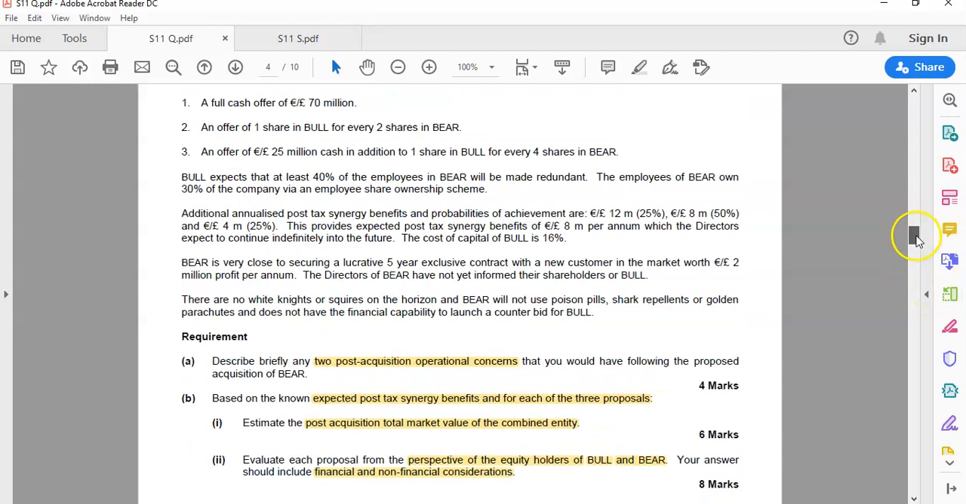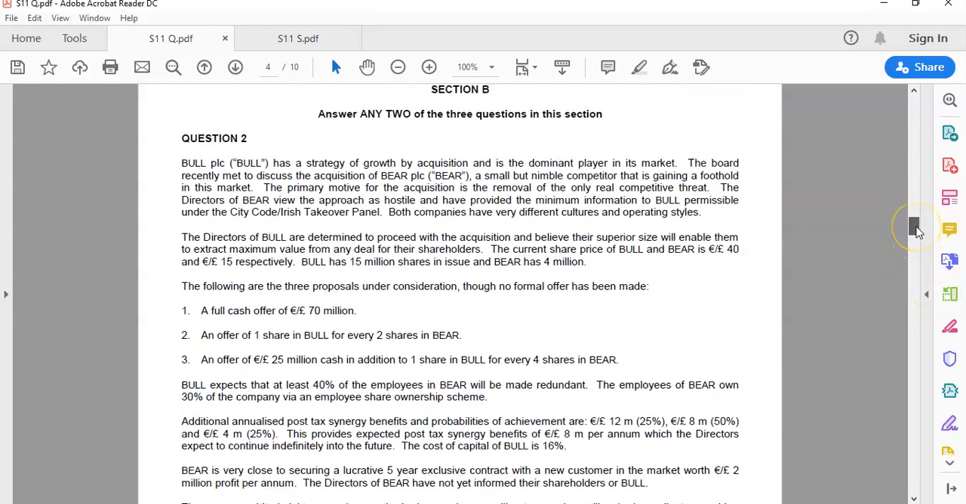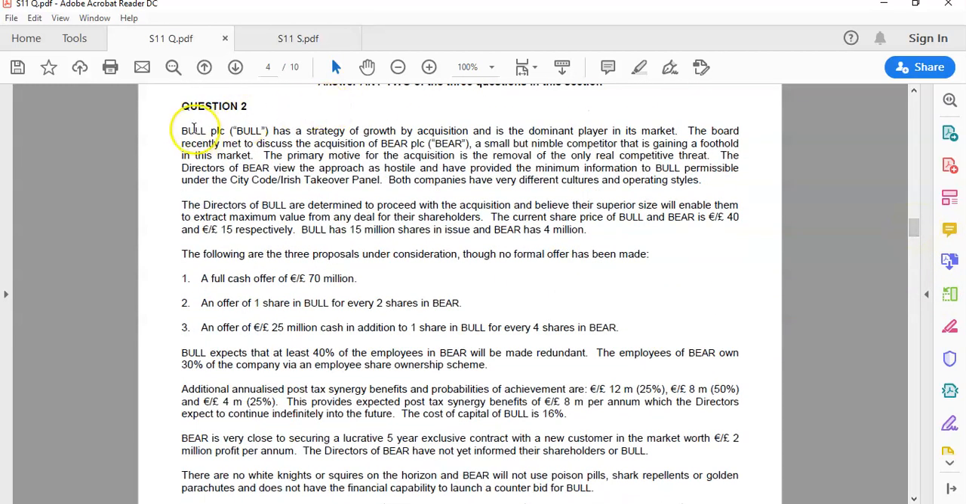We'll just take them as they come. So I'm assuming you've read down through. You have Bull, which is on an acquisition strategy, and Bayer is the target. So we call Bull the acquirer, and Bayer is the target, a smaller competitor. Again, in football, the primary motive here is the removal of any real competitive threat. But the directors of Bayer see this as hostile. They don't want to be taken over, and the 2 companies have very different cultures and operating styles.